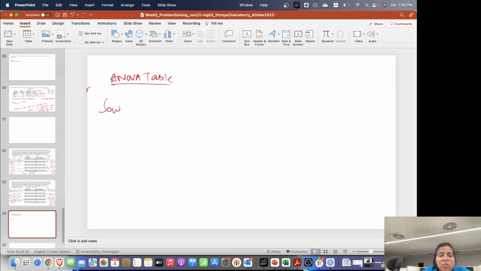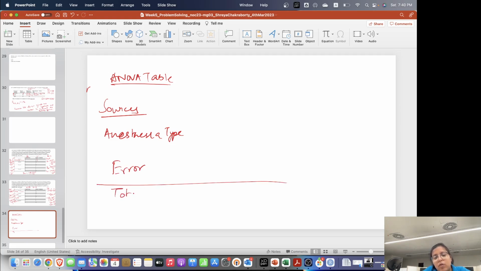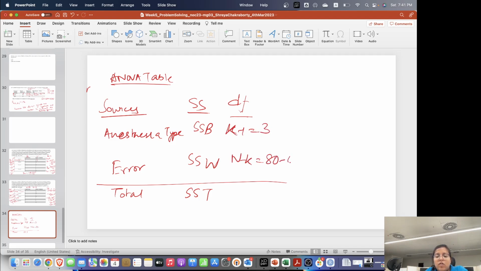So the sources will be anesthesia type and error, and this is total. For the sum of squares we have SSB, SSW, and SS total, we'll add them and get SS total. DF will be k minus 1, so here it will be 3. This will be n minus k, that is 80 minus 4, 76.